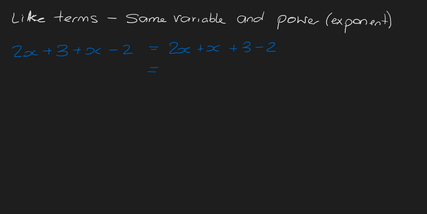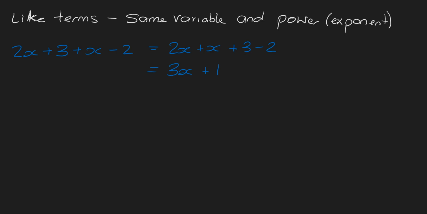So if we simplify by adding and subtracting our like terms, we get 3x plus 1. Remember that x just has a 1 in front of it, but we never write it. It's an imaginary 1; you just need to imagine that the 1 is there. Okay, so 3x plus 1. And that's how we simplify it.